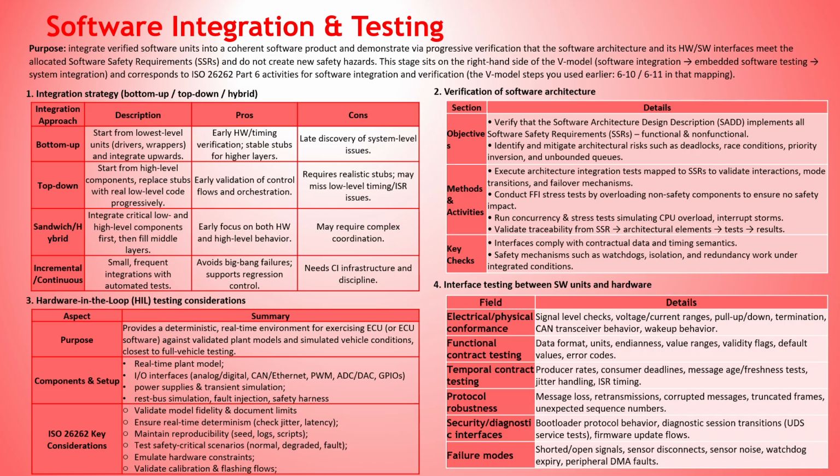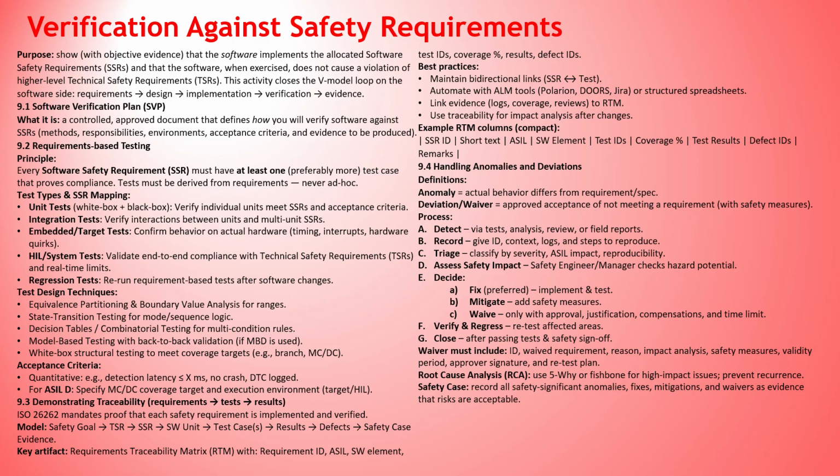Okay, so units verified, integration verified, architecture check, HIL testing done. What's the final step in software verification? Tying it all back. That's the overall software verification against safety requirements. This is where you formally demonstrate that the entire software product as a whole fulfills all its specified software safety requirements, SSRs, and doesn't violate any higher level technical safety requirements, TSRs. It's about closing that V-model loop definitively for software.